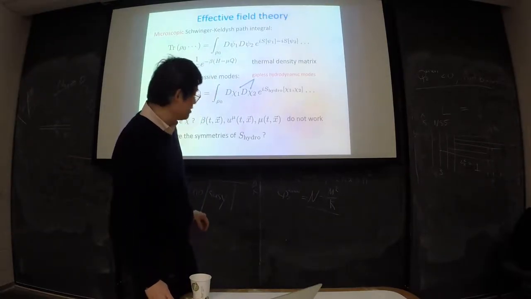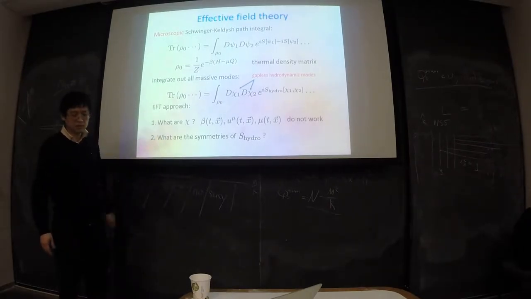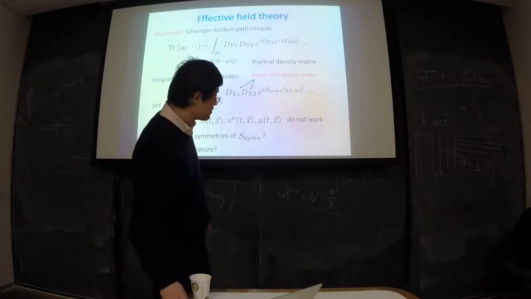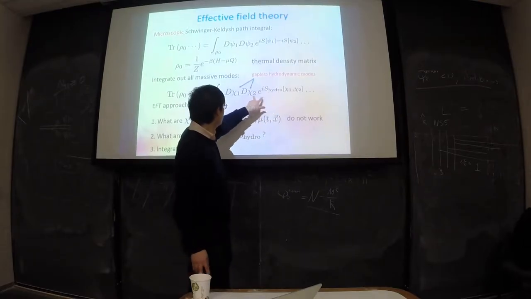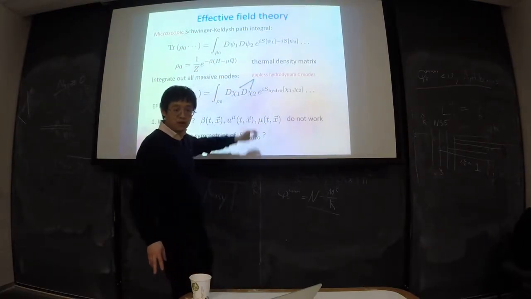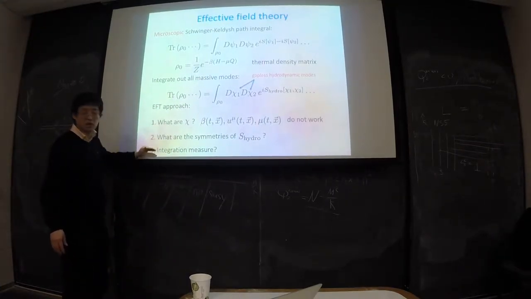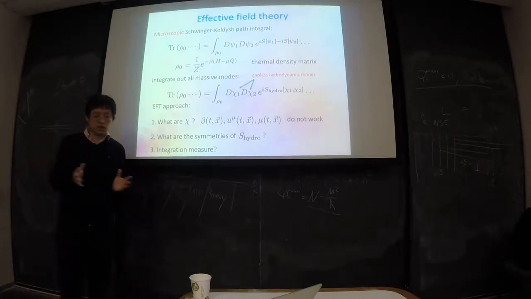And then you have to specify the symmetry. You have to specify symmetry. And then the third is that you also have to worry about what should be the integration measure? Because if I give you this action, then I ask whether there's some kind of canonical measure you should define for this one. So if you want to do this effective field theory, you have to answer these three questions. Okay? So that's what I will do. I will try to answer these three questions.